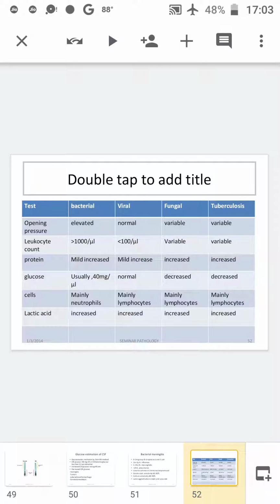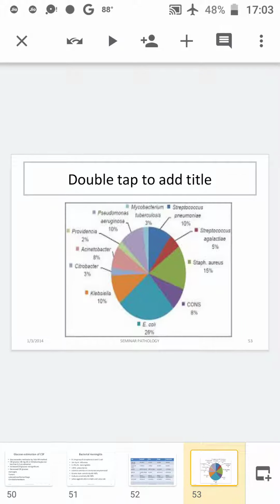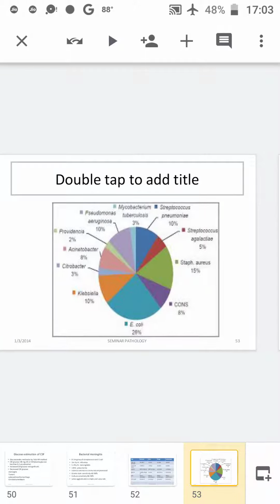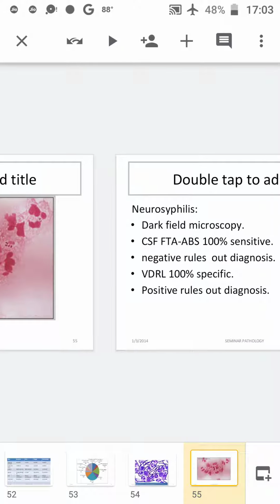Protein is increased in all four, and glucose is generally reduced in bacterial meningitis. Generally it is less than 40 milligram per deciliter in bacterial meningitis, whereas in viral it is normal. Cells are predominantly neutrophils in bacterial, and in viral, fungal and tuberculosis it is lymphocytes. So if you are seeing the leukocyte count highly increased, with glucose level decreased, and predominantly neutrophils, it is bacterial meningitis. In viral meningitis it is predominantly lymphocytes, the cell count will be less than 100 cells per microliter, okay, and the glucose will be normal. So generally, lower glucose is associated with bacterial meningitis.